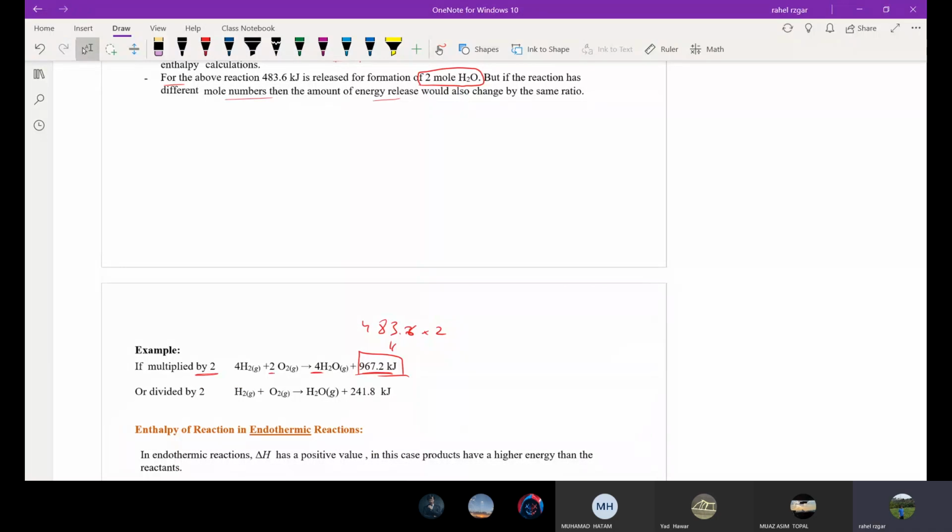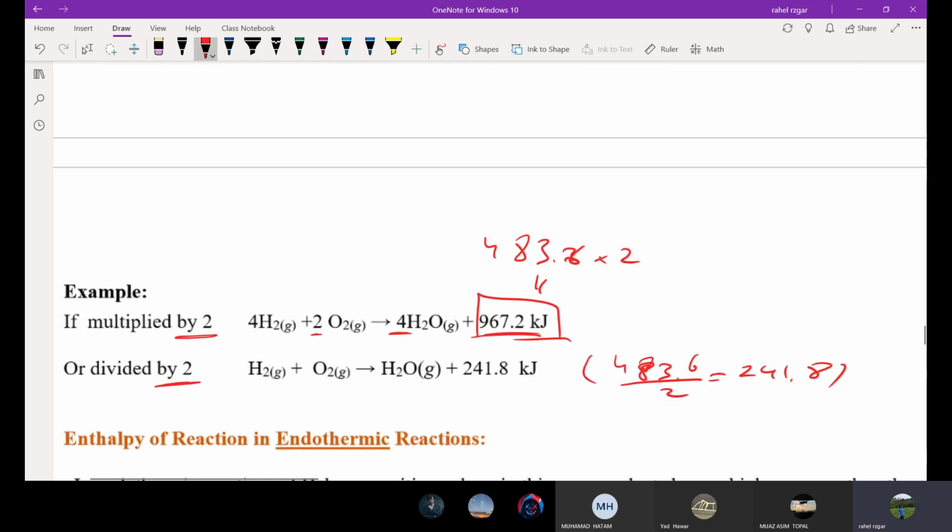What if we divide it? Same thing. This time we divide the whole equation by 2. So you have to also divide the energy by 2. So 483.6 divided by 2 is equal to 241.8. And everyone, please, I have forgotten this one. Please write this down: 1/2.